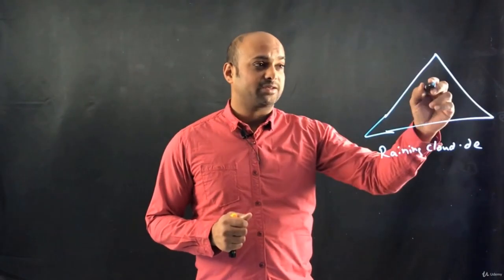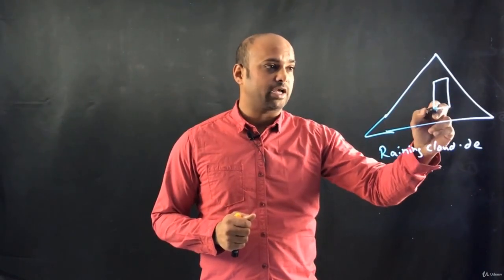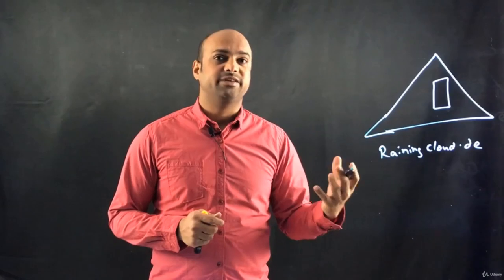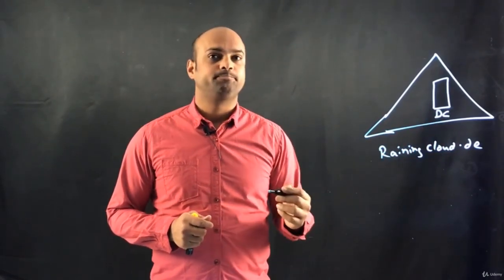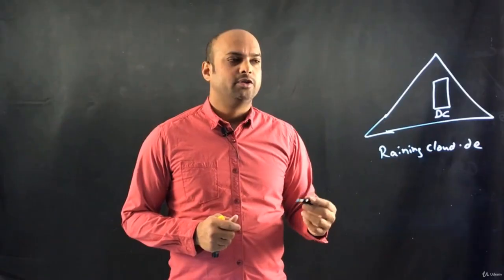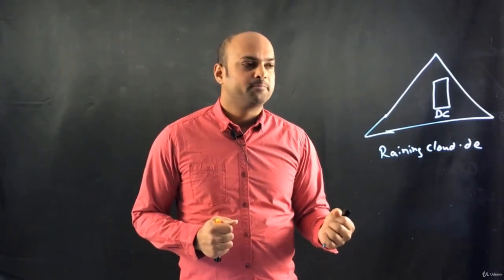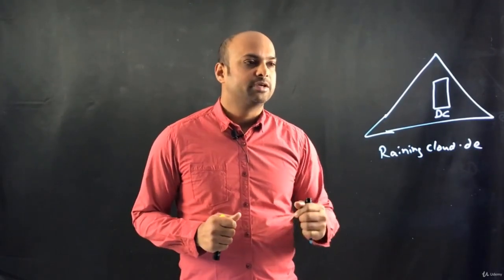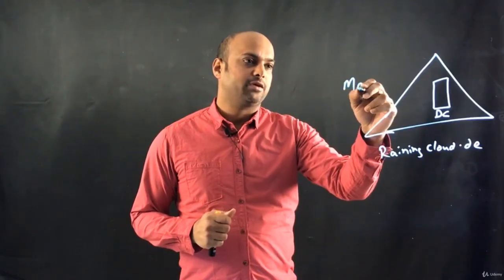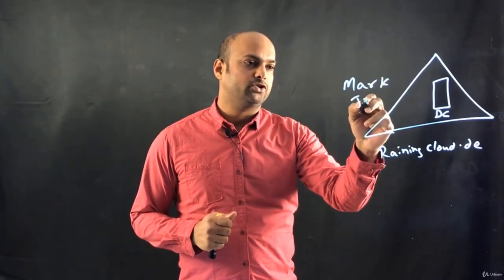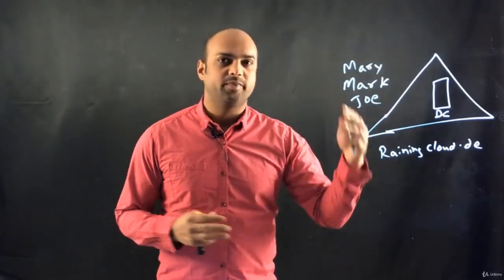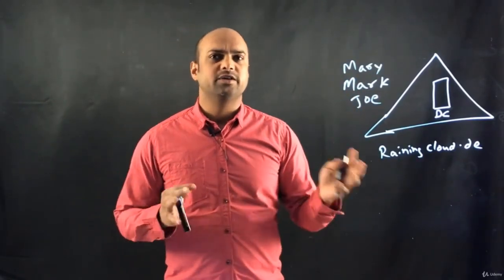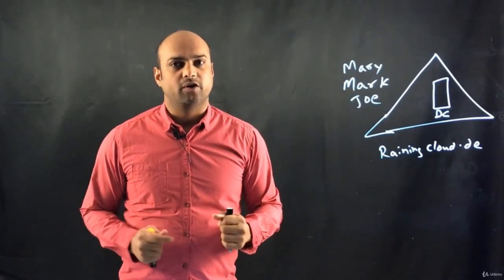Let's also assume that it has certain domain controllers. So this is our server which has Active Directory installed on it. So this will be your domain controller. On the domain controller, you got several user objects, right? And they may be in different departments. Let's call them, let's say, Mark, Joe, Mary, etc. And there will be thousands of other users working in different departments in different geographies.